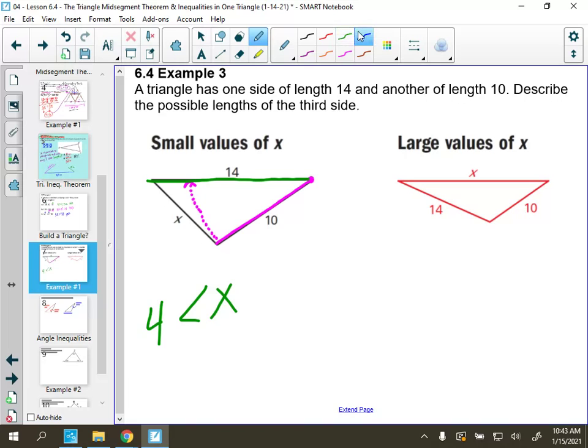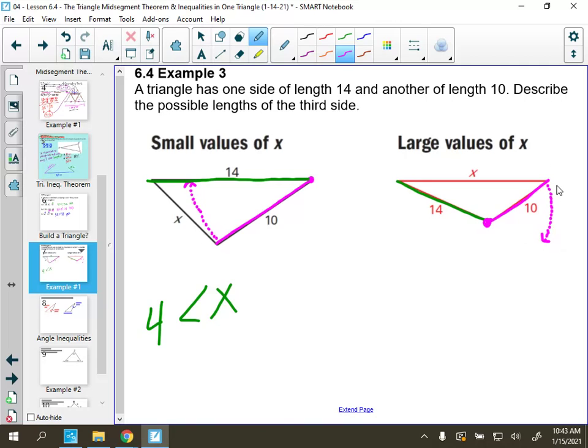Then let's look at this picture. I know the triangle's rotated a little bit, but think about what's going on here. If I try to use the same colors, if I highlight the 14 in green and the 10 in red, now picture this pink one swinging the other way, this way. What's going on with X? It's getting bigger and bigger and bigger, right? As 10 swings down, pivoting right here on this point, X is getting larger and larger.